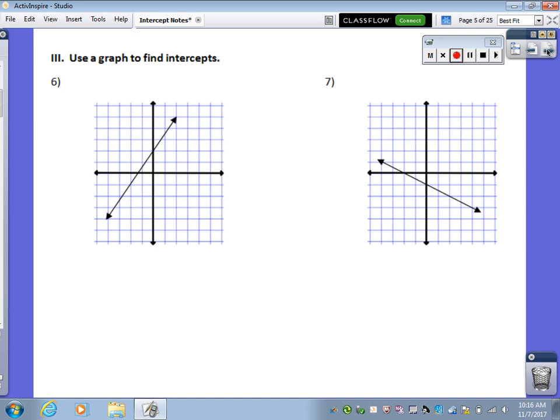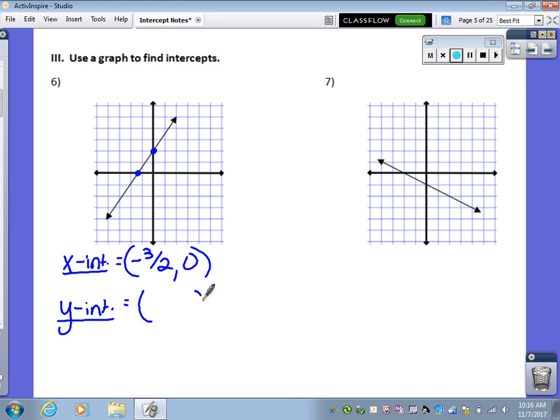Okay, now we're going to use a graph to find the intercepts. All you have to do is find the two points where it hits each of the axes. So it hits my y-axis here and my x-axis here. The x-intercept you can see is between two points, so we're just going to have to estimate, but I can tell it's a little past negative 1. So I'm going to estimate it to be negative 1.5. And you can write that as an ordered pair if you want. And then the y-intercept is 2, because it hits my y-axis at 2. And where it hits my y-axis, my x is 0.